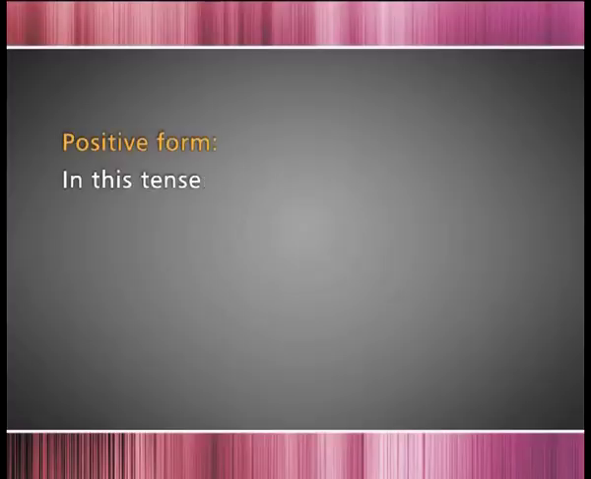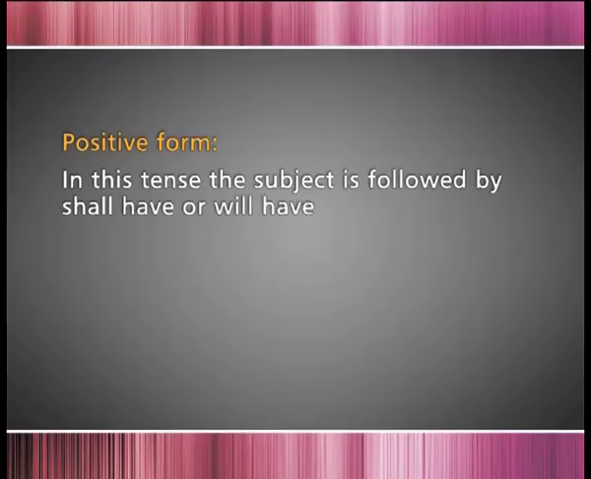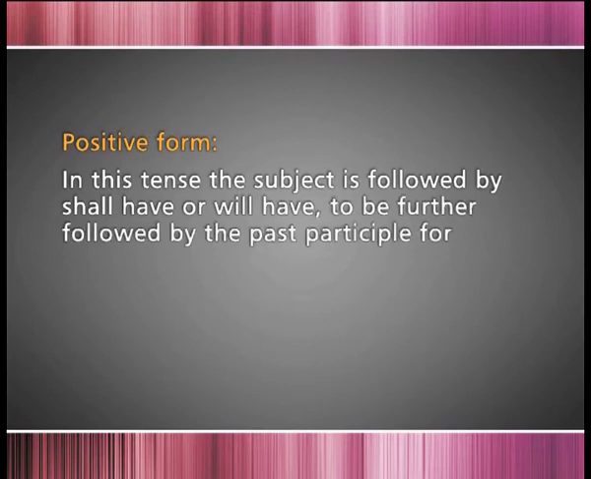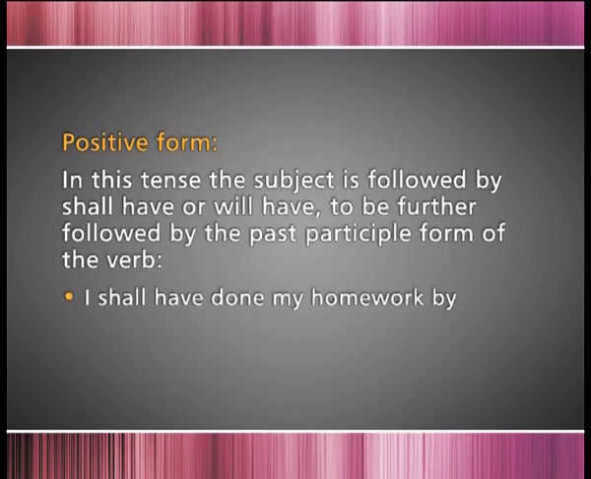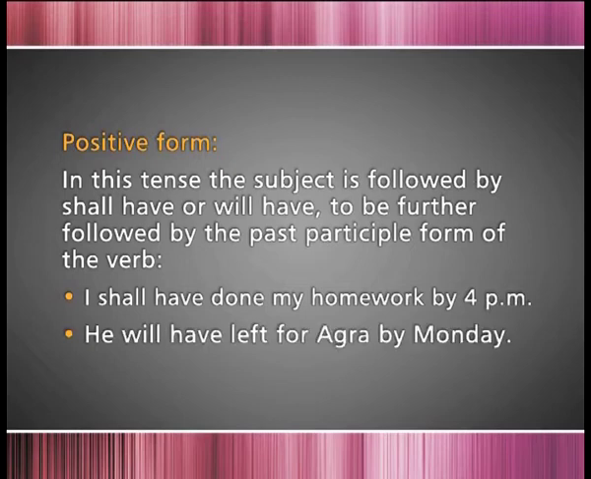Formation of future perfect tense. Positive form. In this tense, the subject is followed by shall have or will have, to be further followed by the past participle form of the verb. I shall have done my homework by 4 p.m. He will have left for Agra by Monday.